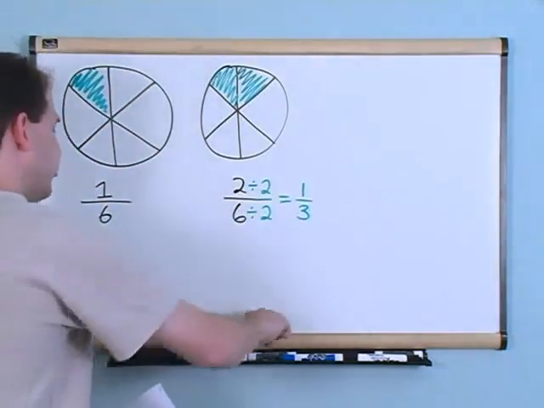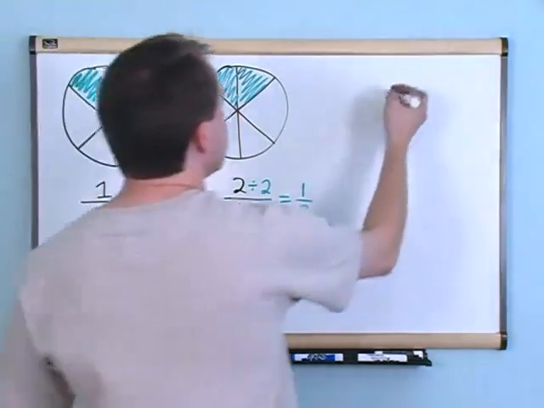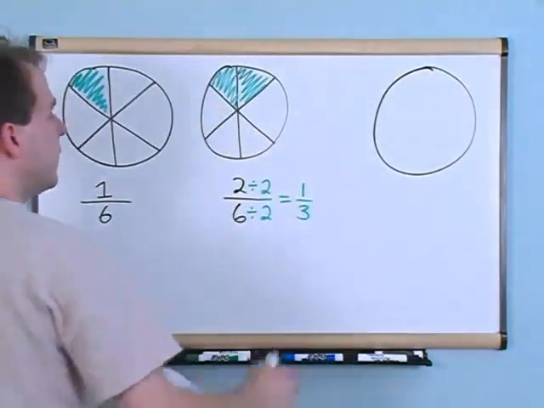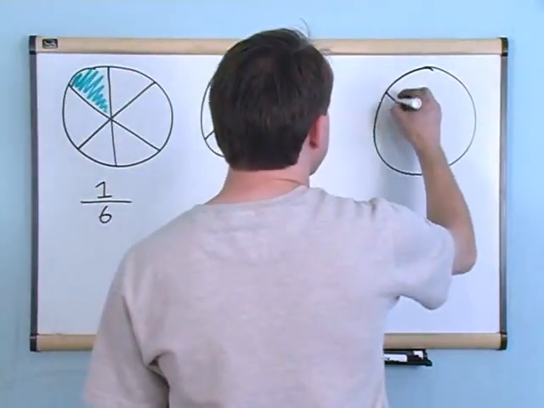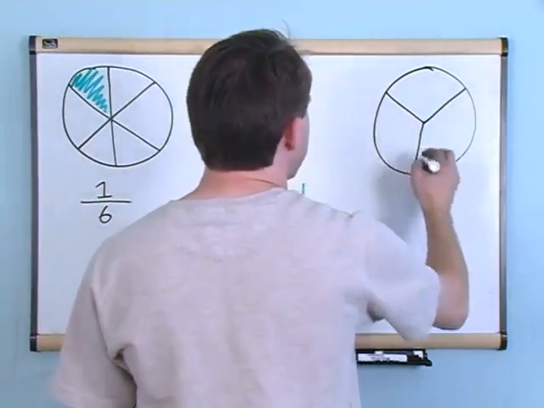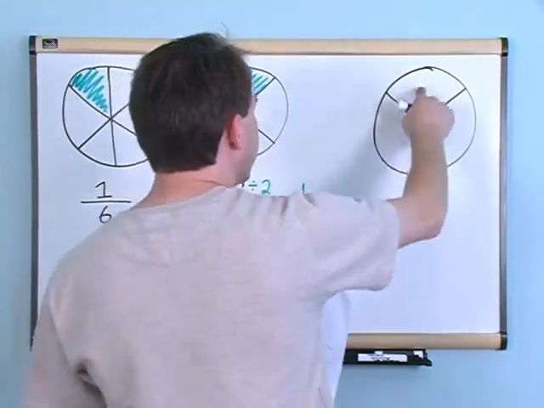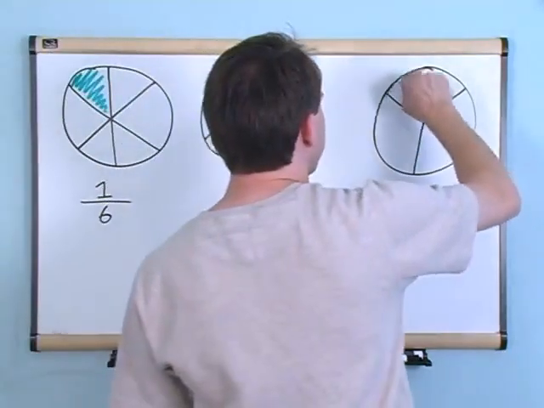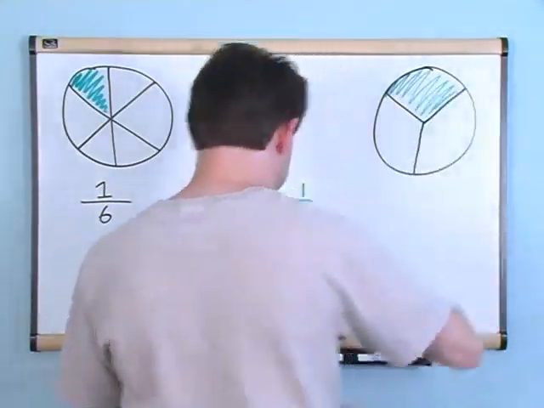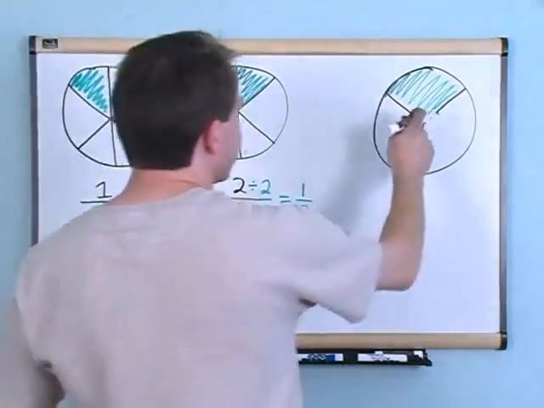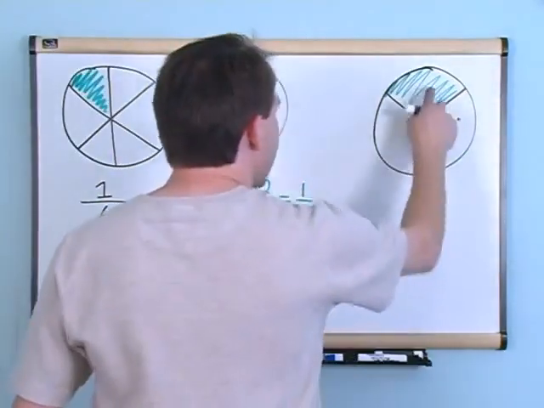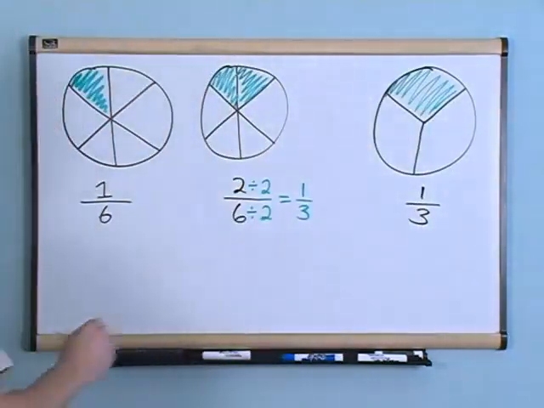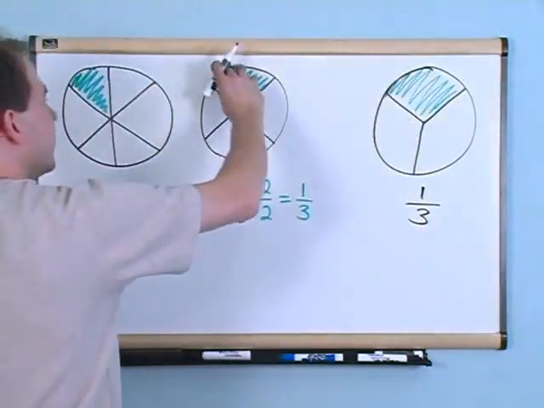Now, in order to prove that to ourselves, let's figure out what that would look like if we were to draw it. Here's a pie, and I want to divide that pie up into 3 equal pieces. And from these 3 pieces, I'm going to take 1 piece off the top. So what fraction would this be? Well, I've got 1 piece out of 3 equal pieces. So this is what we call the fraction 1/3. Notice that it looks exactly the same as this over here.